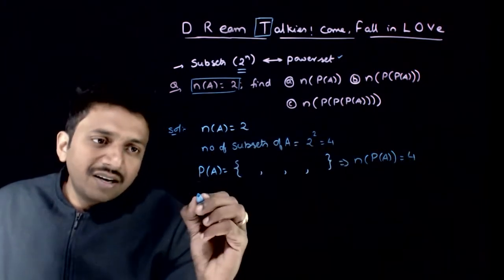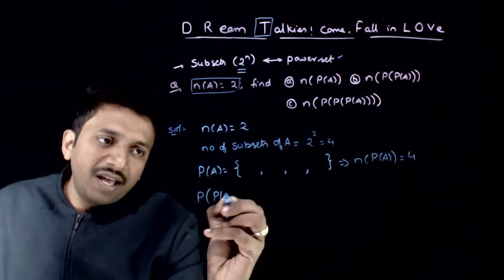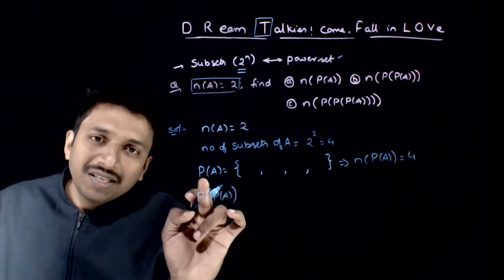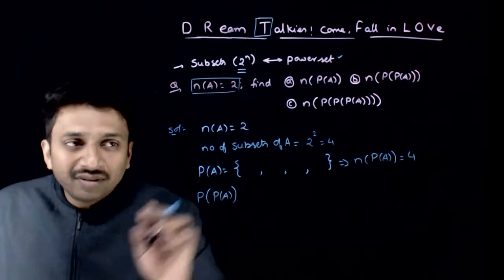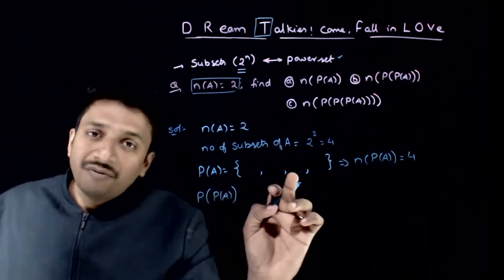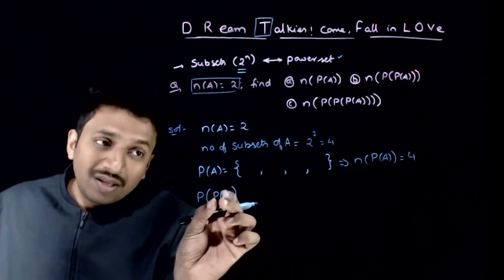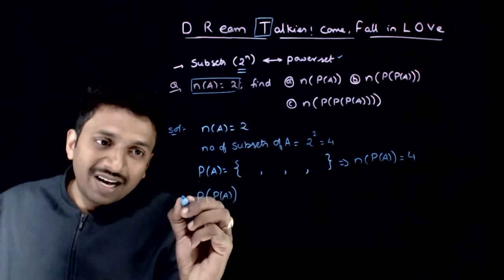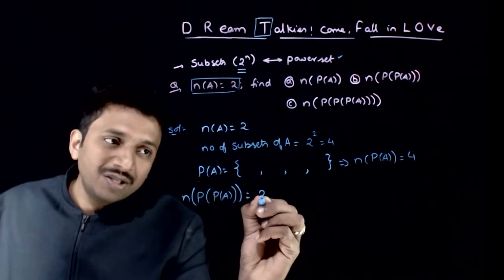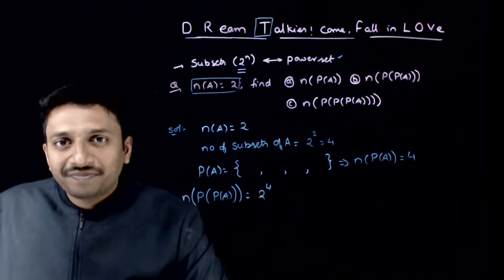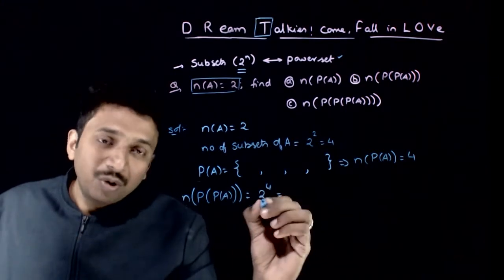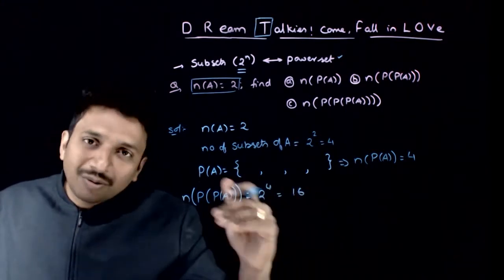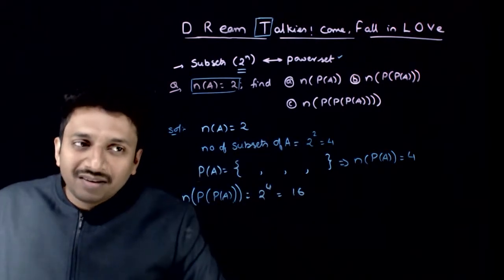So now if you consider the power set of A, how many subsets does this power set of A have? Power set of A has 4 elements. So the power set of the power set contains how many elements? 2 power 4 elements. That is nothing but 16. So you have to raise it to power 2 again.